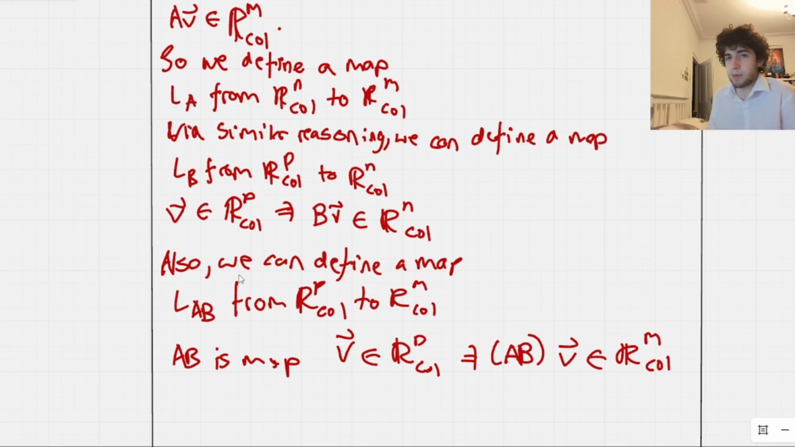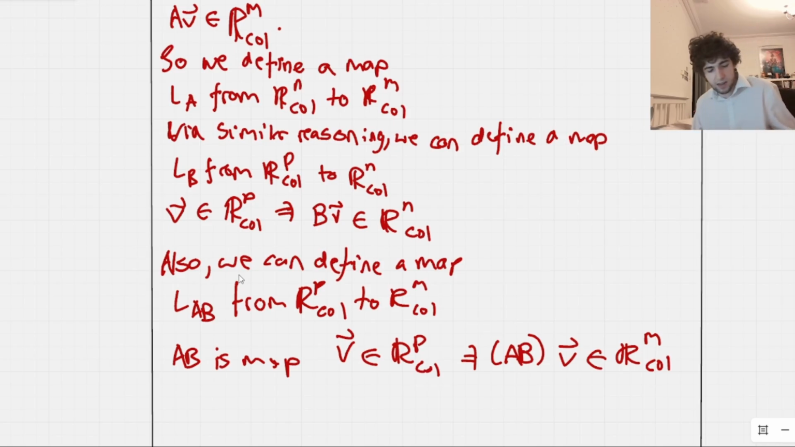So you can see how this mapping is working. We're taking a column vector in the set of column vectors with P components, multiplying it by this matrix C, which is defined as AB, and we're getting a resultant column vector in the set of column vectors with M elements. That's all that's happening here. You might be wondering why this explains why we define matrix multiplication the way we do. That's a question, and it's because of an observation that we can make when we consider these maps.